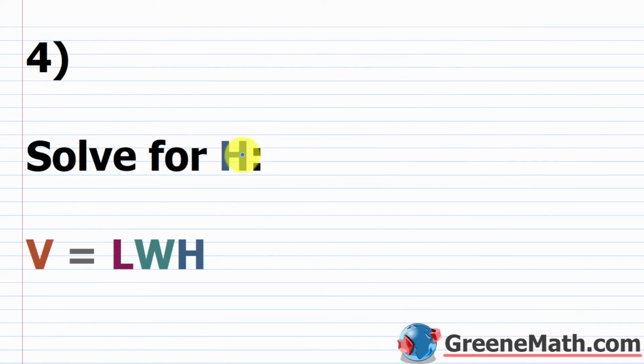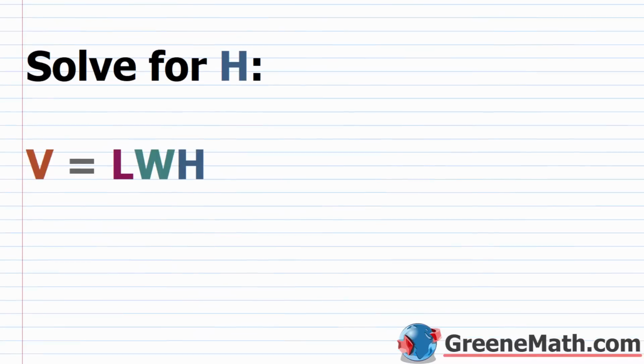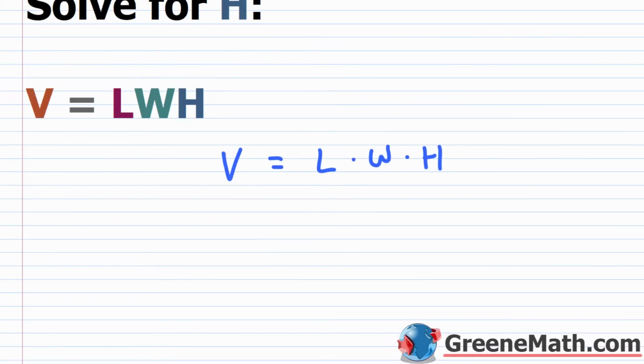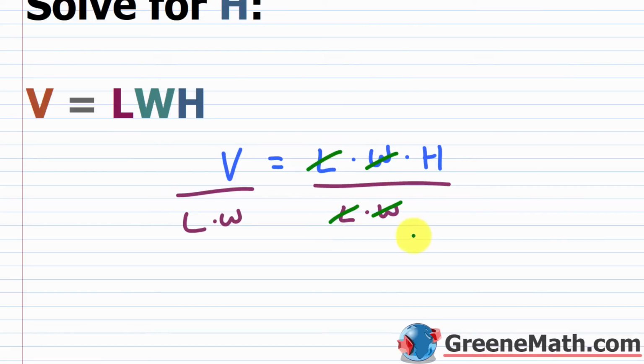We're asked to solve for h, and this h here is going to be height. So V for volume is equal to L, which is the length, times W, which is the width, times h, which is the height. So we're solving for h, or the height. And again, all you're doing here is trying to isolate h on one side. So what's being done to it? It's being multiplied by the L and the W. So let's divide both sides of the equation by L times W. Let's go ahead and do that. And I'm going to cancel this L with this L and this W with this W. And you'll have height isolated on the right.